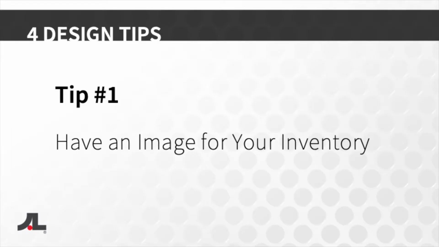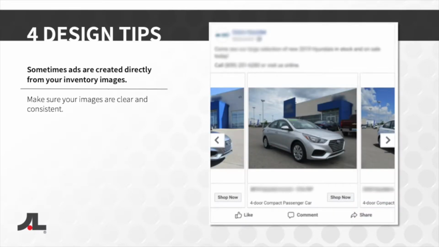Let's get started. So tip number 1, this one might seem a little obvious, but it's very important and definitely worth mentioning. Have an image for your inventory. So sometimes ads are created directly from your inventory images, and it's not only about making sure that you have an image, but making sure that you have a quality image. Many times for your ads, because you're using the same image from your website's inventory, if your image is low resolution, has poor lighting, or a bad angle, people aren't going to click on it. So you need a clear and relevant image. Consistency is also important. In inventory images and in ad design, it only takes one bad shot to give people a bad impression of your brand.